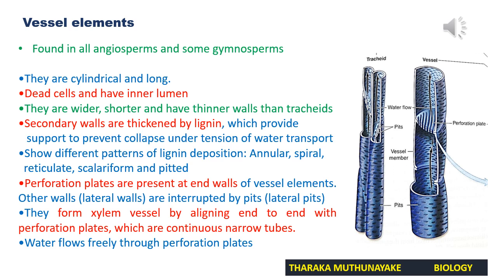Here, several vessel elements align end to end with perforation plates, forming continuous narrow tubes. In other words, you can observe in the diagram, the diagram represents a xylem vessel, where a single cell is a vessel element. A large number of these vessel elements align perfectly end to end and form a single narrow tube. That narrow tube is known as xylem vessel. It is stated here.